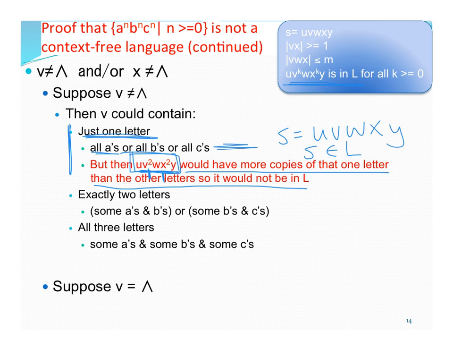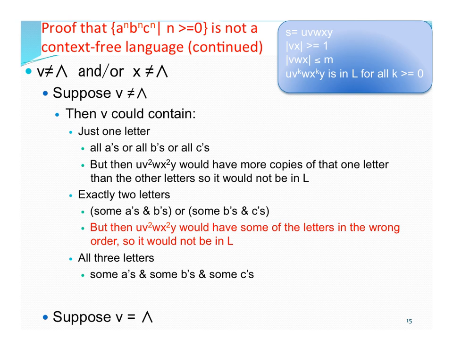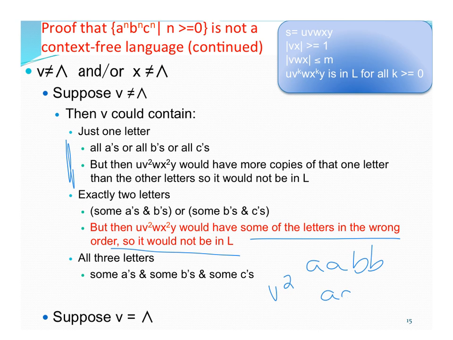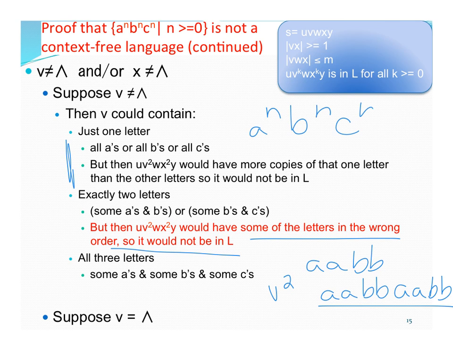I said if v is just one letter, it won't work. What if v is two letters? So maybe v is some a's and some b's, or some b's and some c's. If v is two letters, then we'd have some letters in the wrong order. Let's suppose v is aabb, then v squared, two copies of it, is aabb and then another copy, aabb. Now my string isn't in my language because it's not of the form a to the n, b to the n, c to the n, where all the a's come first, then all the b's, and then all the c's. There's some mix-up here: we've got some a's, some b's, some more a's, and some b's. So if it's exactly two letters, then this string, after I pump it, would have some of the letters in the wrong order, so it's not in L.